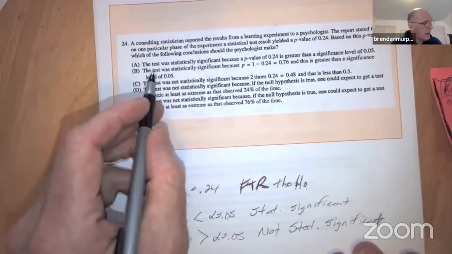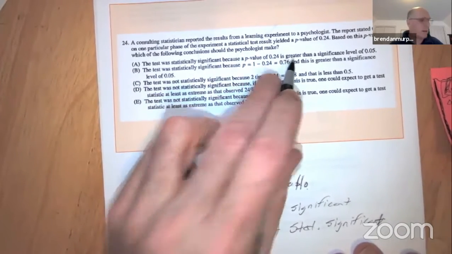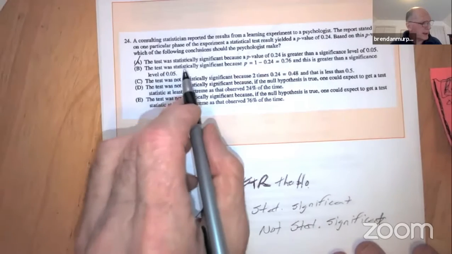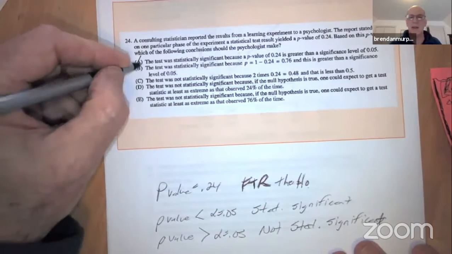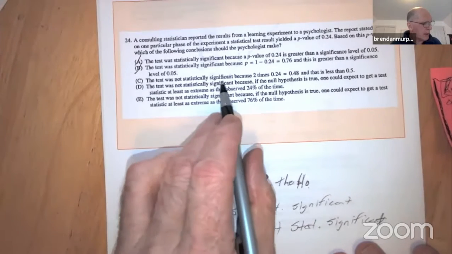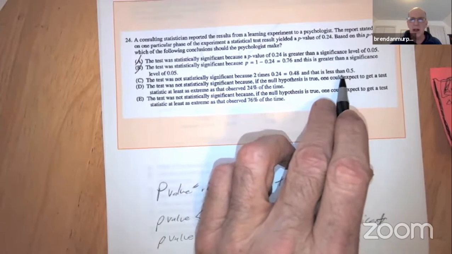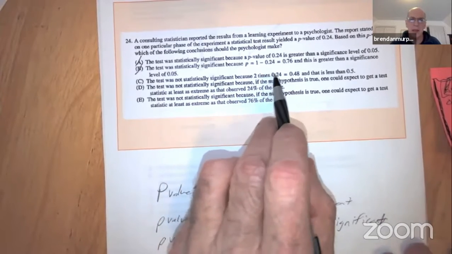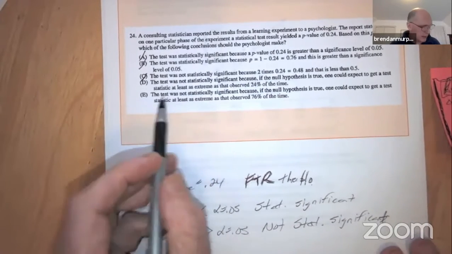The test was statistically significant because the p-value of 0.24 is greater than... I didn't even finish reading that. That doesn't make sense to me. The test was statistically significant because p equals 1 minus 0.24, 0.76. Again, that just didn't make sense to me, so I was able to cross that out. The test was not statistically significant because 2 times 0.24 is 0.48, and that is less than 0.5. I think I understand why they're multiplying by 2, maybe two-tailed or something, but that didn't make a whole lot of sense to me either. So I'm hoping either D or E makes sense, right?